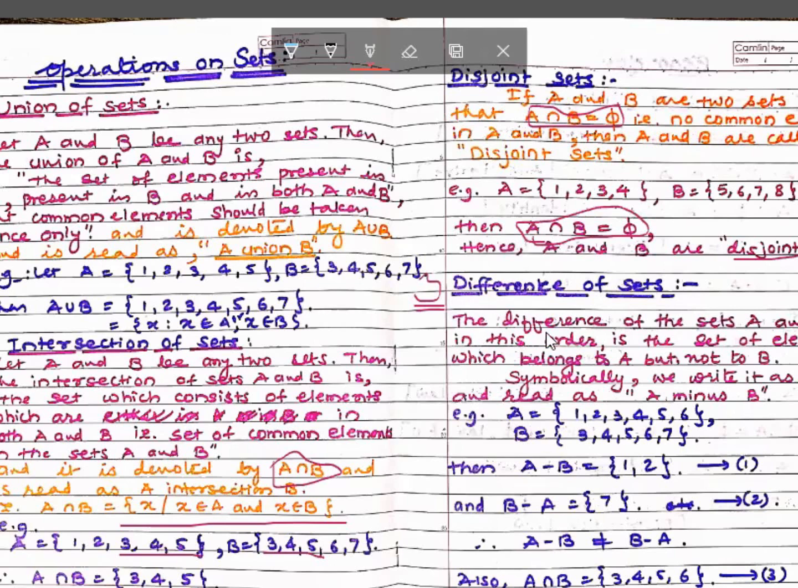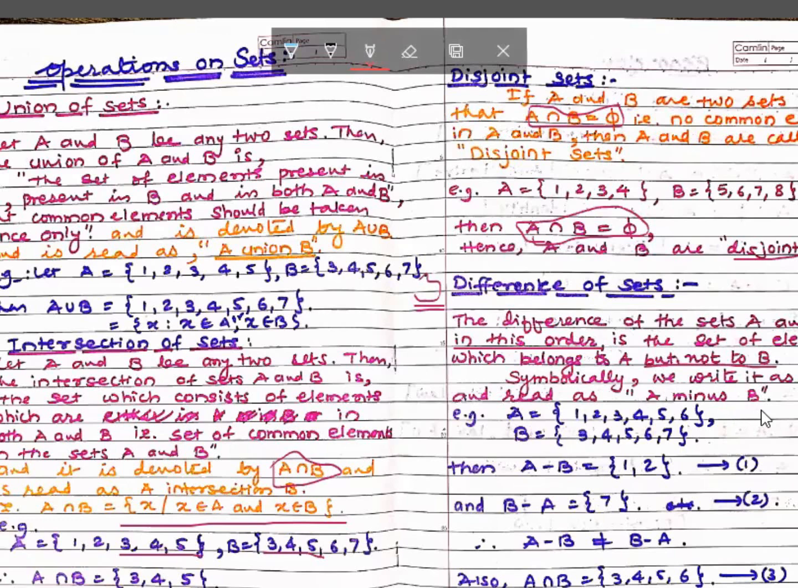So let's define it. Difference of the sets A and B in this order. So order is very much important for this. Difference of the sets A and B in this order means it is A minus B. It is the set of elements which belong to A but do not belong to B. Right? A minus B is the set of elements which belong to A but not in B. Okay? So this is the difference of two sets. It will be clarified in the example. Okay?